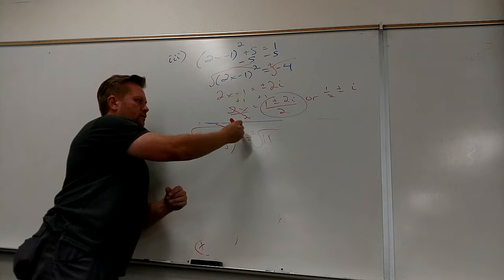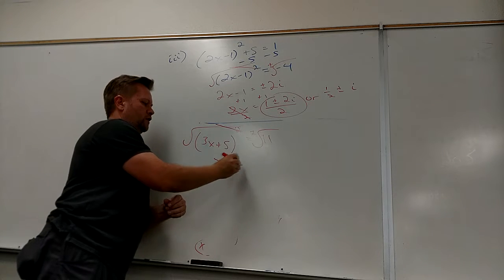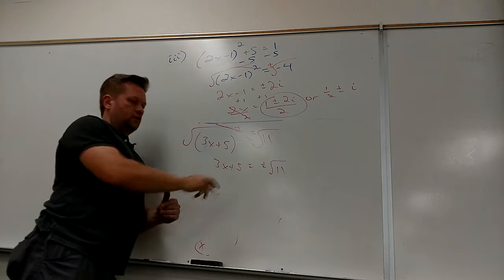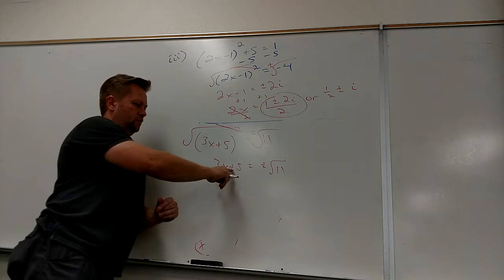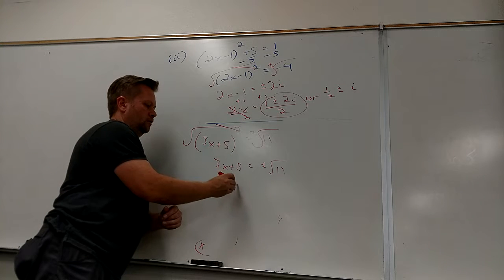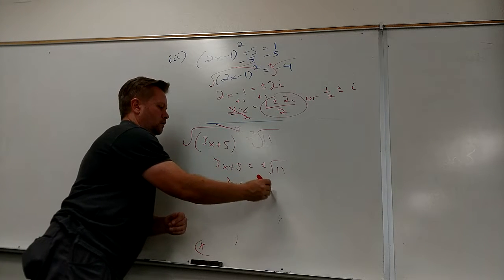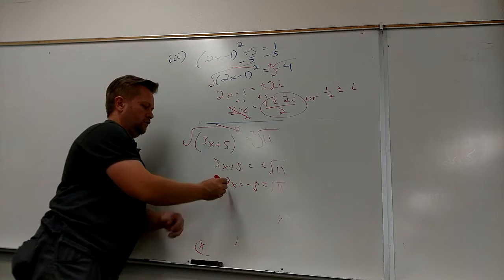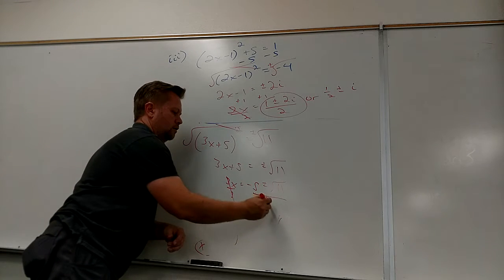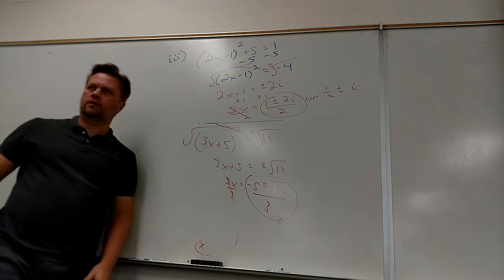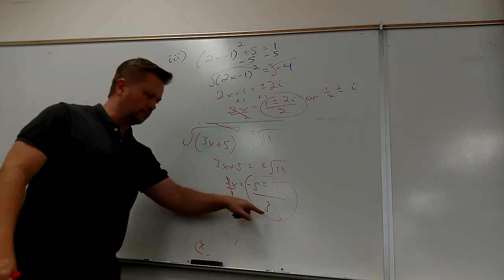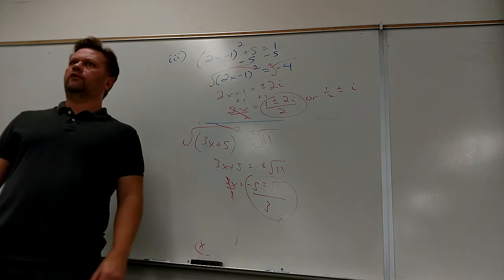So then I get 3x plus 5 equals plus or minus square root of 11. And how do I get x by itself? Subtract 5. Divide by 3. So that would be a decent place to stop right there. Or you can go negative 5/3 plus or minus square root of 11 over 3, but I have to write more for that, so I wouldn't do it.